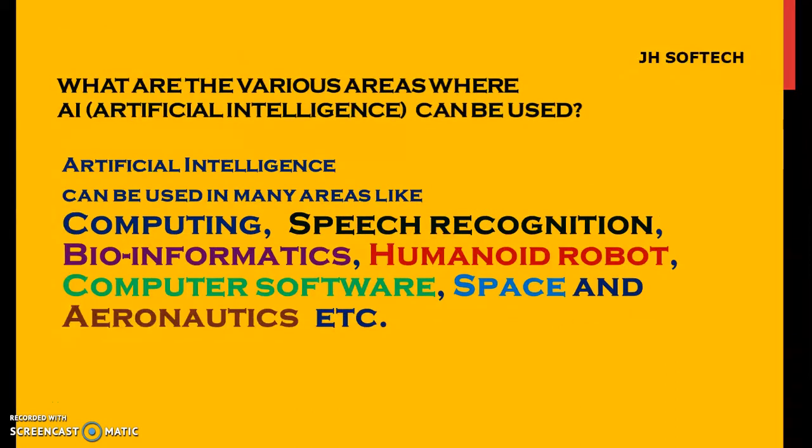So what are the various areas where artificial intelligence can be used? Artificial intelligence can be used in many areas like computing, speech recognition, bioinformatics, human robot, computer software, space, and aeronautics, etc.